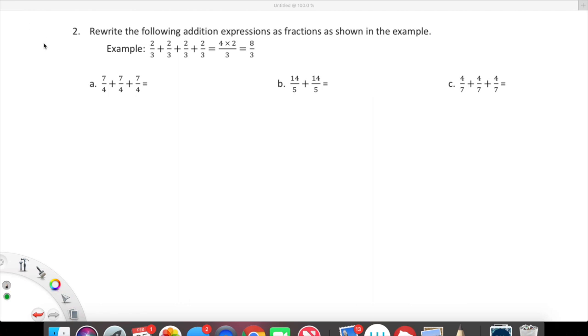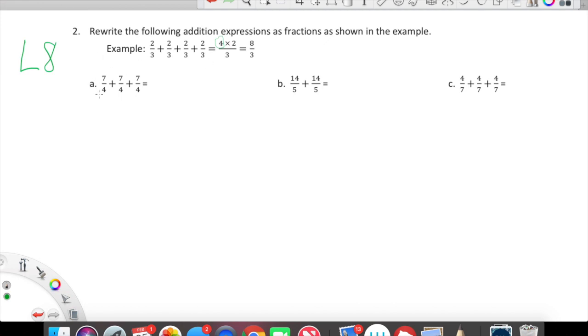So here we are, as you guys know, in L8. And we're going to take a look at these expressions in a few different ways, like I said in our intro. So let's look here first. Rewrite the following addition expressions as fractions as shown in the example. Okay, so here's the example. We have 2/3 plus 2/3 plus 2/3 plus 2/3. We're going to rewrite that as multiplication. How many 2/3 do we have? Well, we have 4 times 2/3. That's equal to 8/3. Okay, so let's try a few of these.